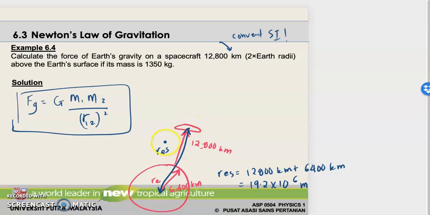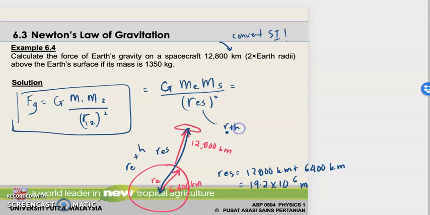So what did I do? I added the radius of Earth to the height. So this is just RE plus H. Okay, so this equation is now G, mass of Earth, mass of spacecraft, over RES squared. Okay, RES is RE plus H, squared.